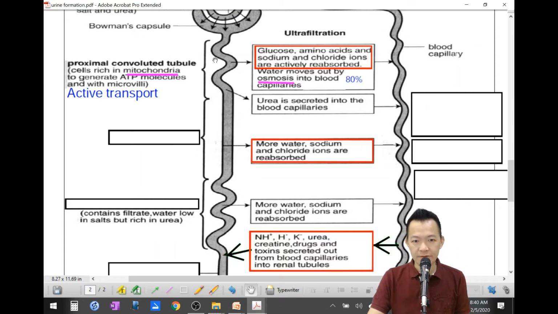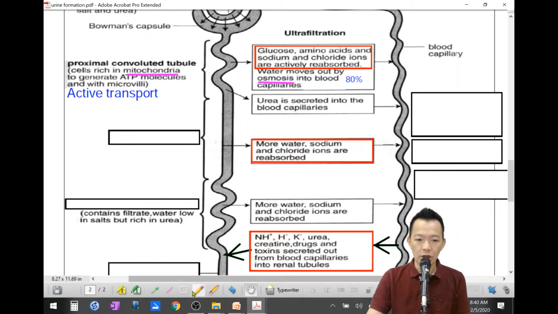Okay, and for this book, it says the urea will be secreted into the blood capillary. But what for? Why would the urea, the waste material, be absorbed back into the blood capillary? Actually, if I check all the books, there are like 30 of them. I have no comment on the book I'm using. So how can I comment?